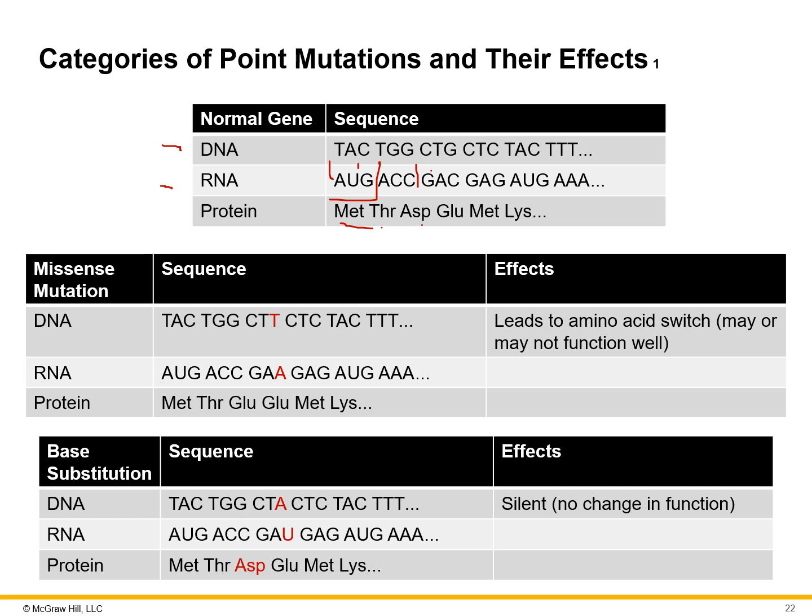All right, so just then to look at some of these different mutations. In a missense mutation, this is where, again, one nucleotide, so in this case, this was supposed to be a G.